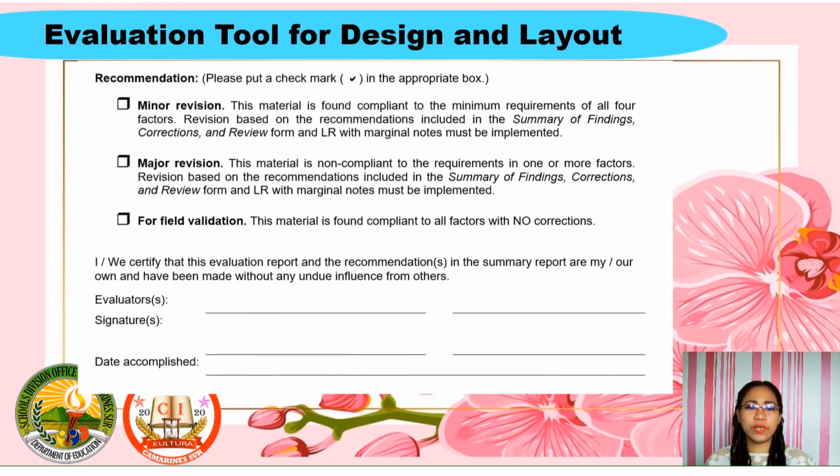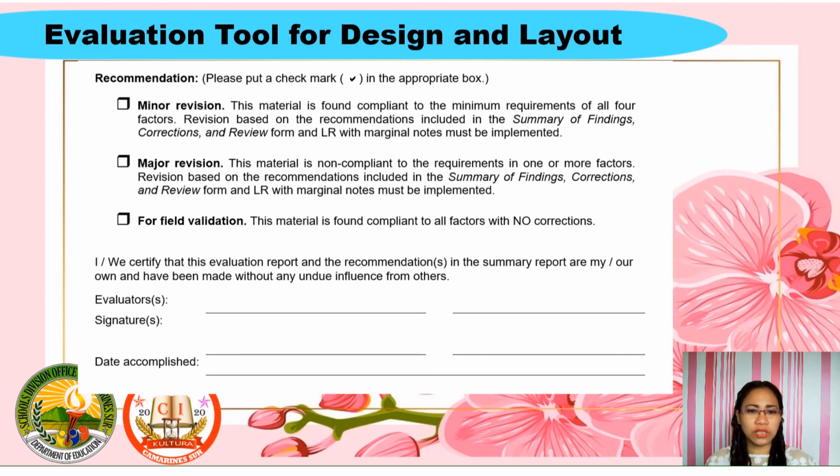The result of the evaluation will lead to the 3 recommendations: minor revision, major revision, or for field validation. For minor revision, this material is found compliant to the minimum requirements of all 4 factors. Revision based on the recommendation included in the summary of findings, corrections, and review form and LR with marginal notes must be implemented. If the instructional material falls in the minor revision, the writer will do just minimal adjustment based on the recommendation.